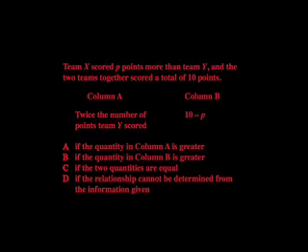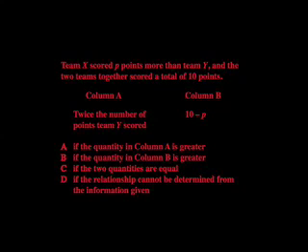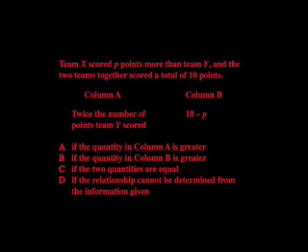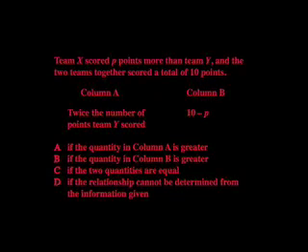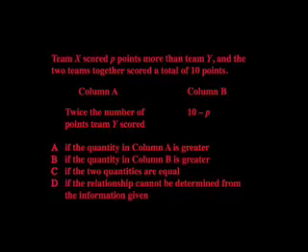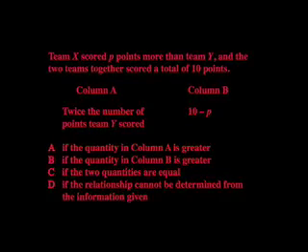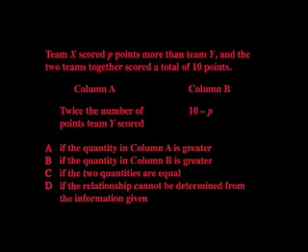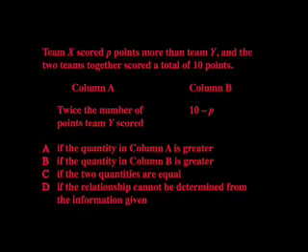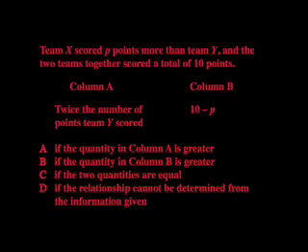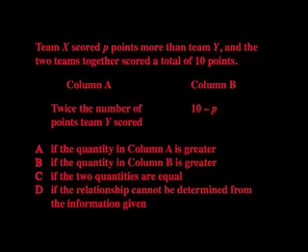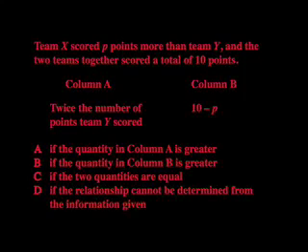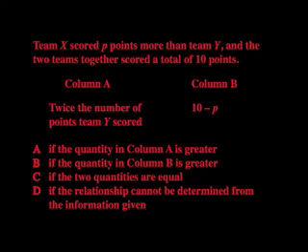Now we can do a GRE quantitative comparison question that 58% of the people who took the official GRE got wrong. You're told at the top that Team X scored P points more than Team Y, and the two teams together scored a total of 10 points. You're given two quantities. In column A, twice the number of points Team Y scored, and in column B, 10 minus P. You're asked to pick A if the quantity in column A is greater, B if the quantity in column B is greater, C if the two quantities are equal, and D if the relationship cannot be determined from the information given.